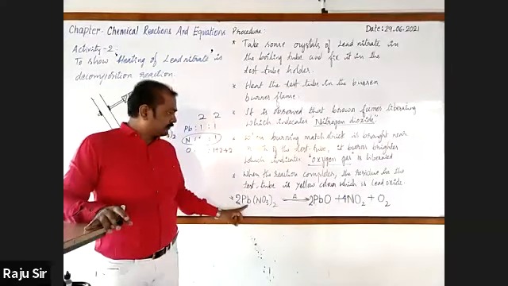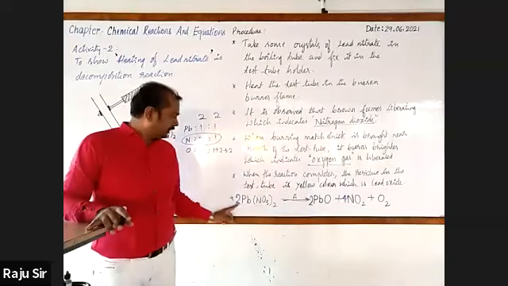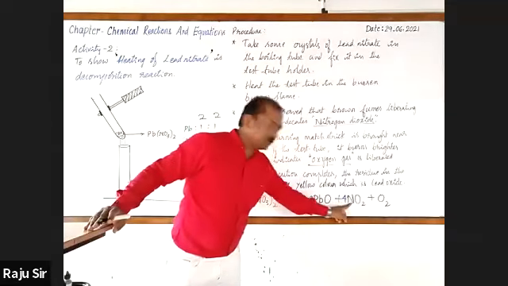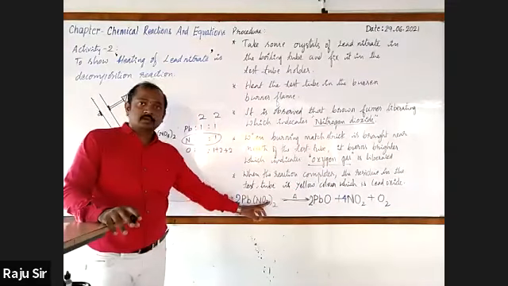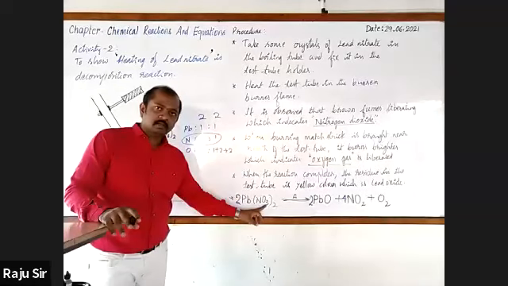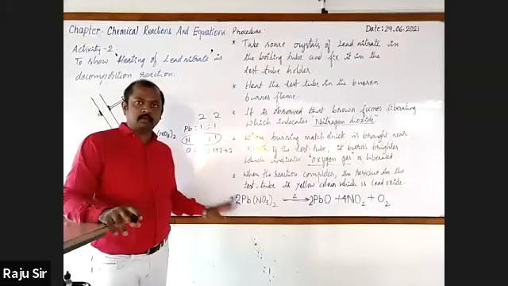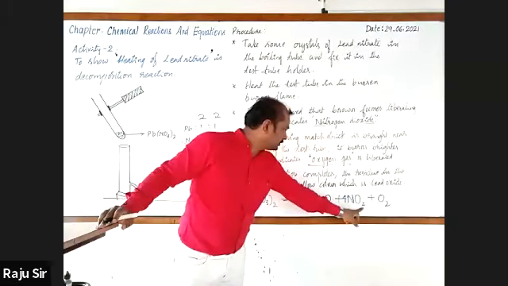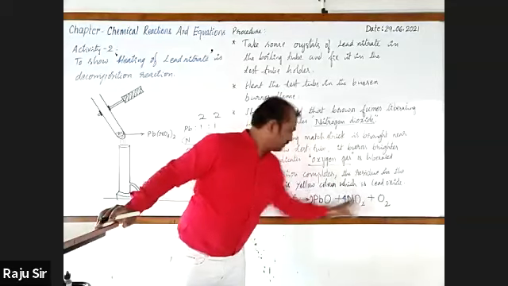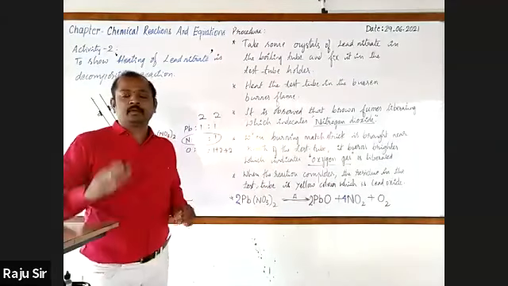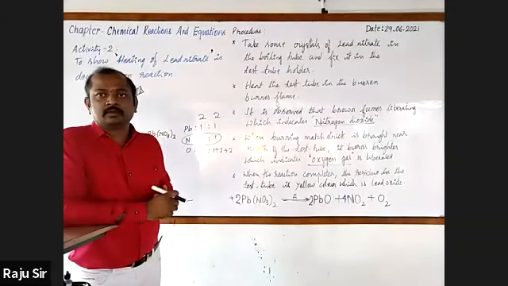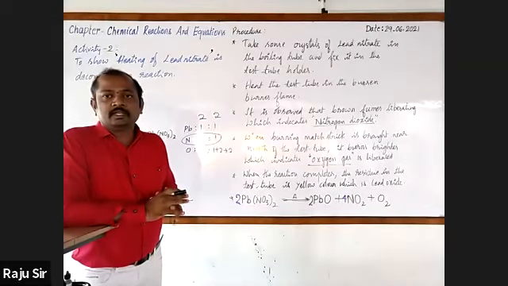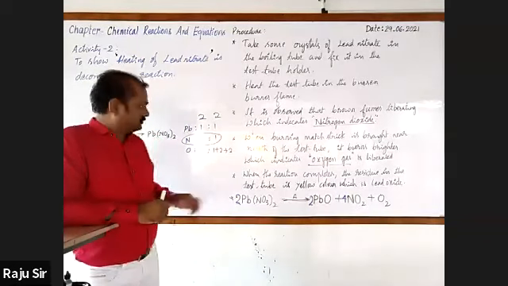See that 2 atoms of lead, 2 atoms of lead. Nitrogen, 2 twos are 4 atoms of nitrogen, and here 4 atoms of nitrogen. Next oxygen, 2 threes are 6, 6 twos are 12 atoms of oxygen. Here you count: 4 twos are 8, 8 plus 2 is 10, 10 plus 2 is 12 atoms of oxygen. So even oxygen is also balanced. Clear?